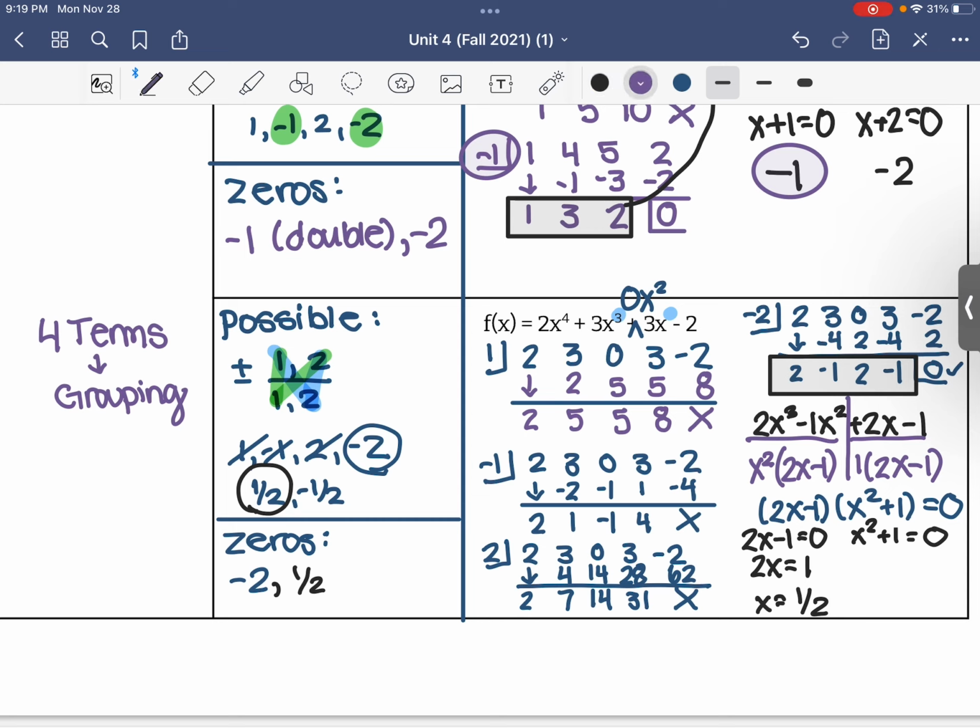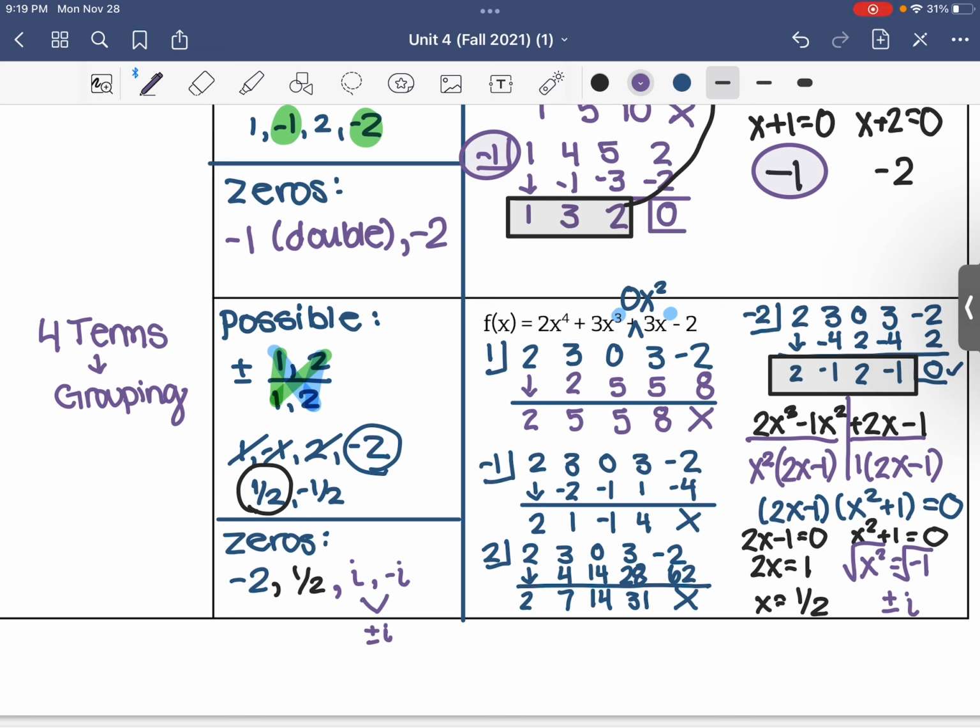Then, with the other one, I would subtract the 1 to the other side. And what do we do to get rid of a squared? We square root, ladies and gentlemen. And the square root of negative 1, first of all, when you square root, you have to do a plus minus. And the square root of negative 1 is i. So my zeros are negative 2, 1/2, i, and negative i. Or you can just simply write that as plus or minus i.